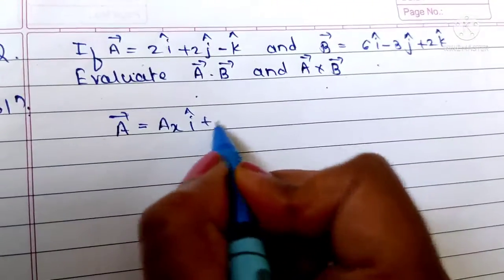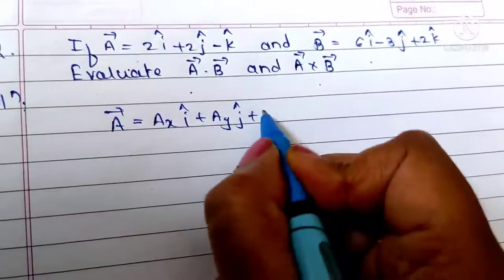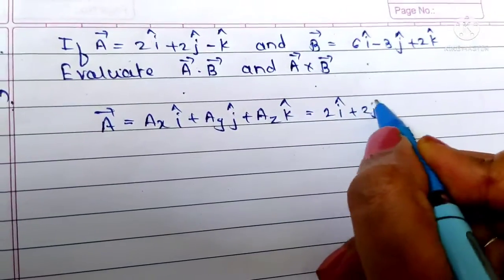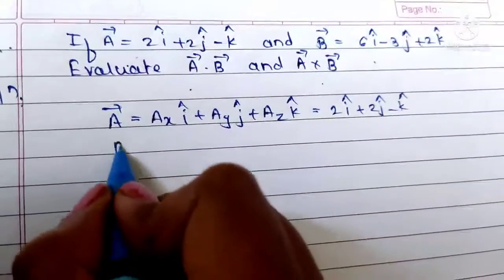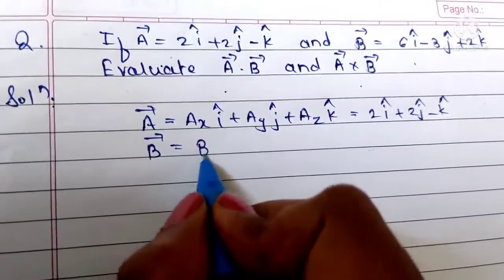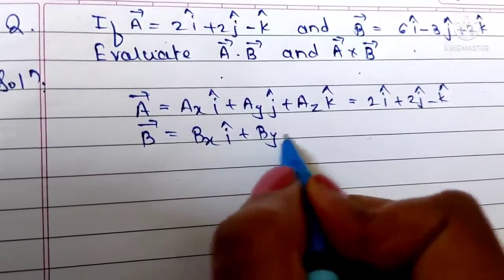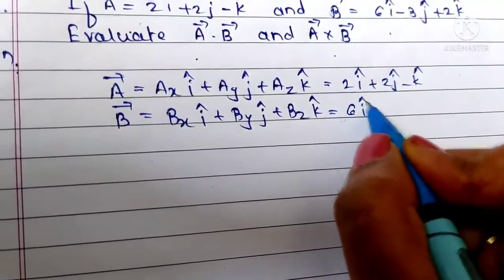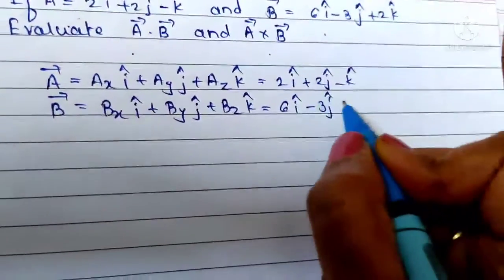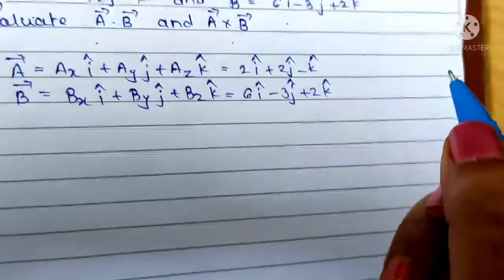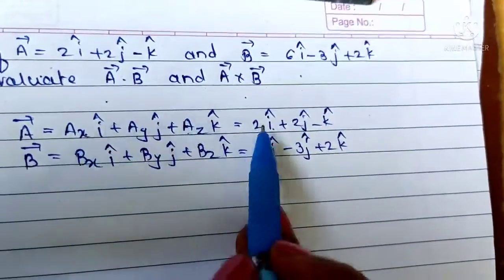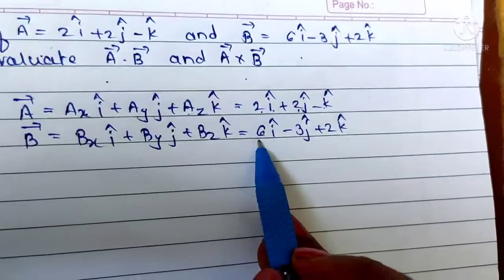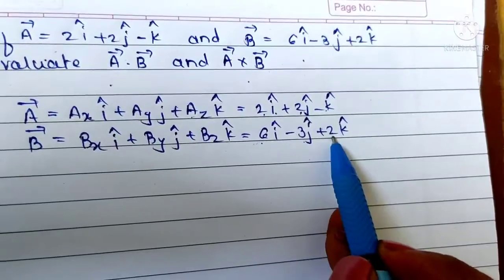ax i cap plus ay j cap plus az k cap, and it is given as 2i cap plus 2j cap minus k cap. Similarly, b bar is equal to bx i cap plus by j cap plus bz k cap, and its value is 6i cap minus 3j cap plus 2k cap. By equating these two equations, we get ax is 2, ay is 2 and az is minus 1, and here bx is 6, by is minus 3 and bz is 2.